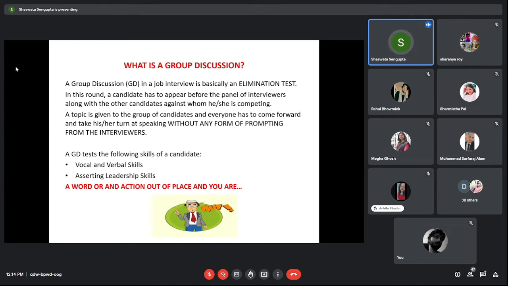How is a candidate speaking? What does his or her body language convey about him or her? What amount of leadership skills does this particular candidate have? Even that can be judged via the pattern of interaction which a candidate exhibits in the course of a group discussion.